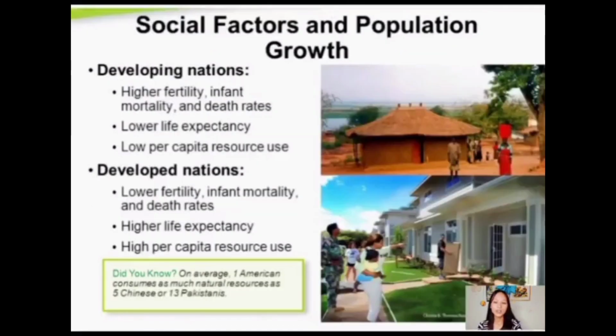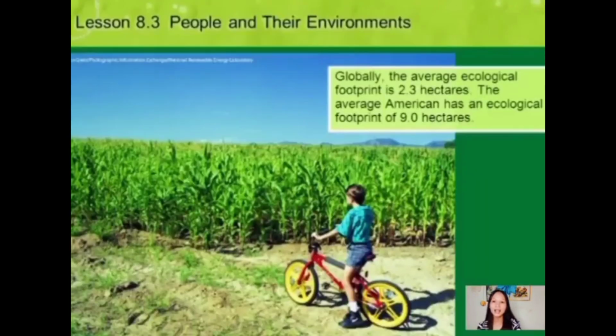And next, social factors and population growth. Higher fertility, infant mortality, and death rates, and lower life expectancy and low per capita resource. Let's proceed to lesson 8.3, people and their environments.